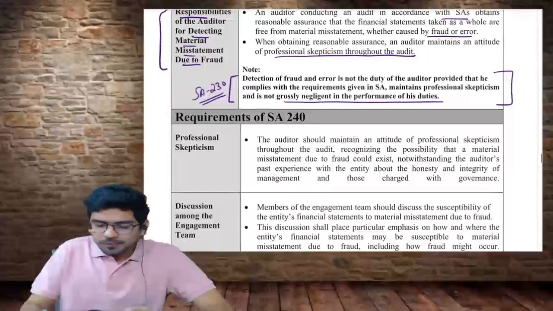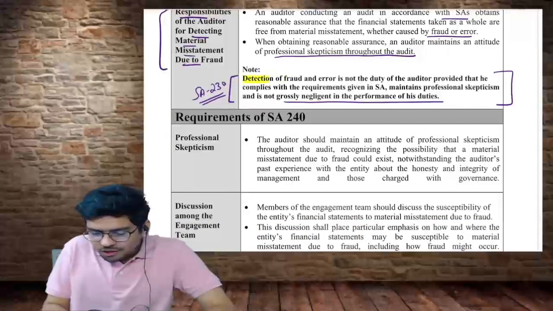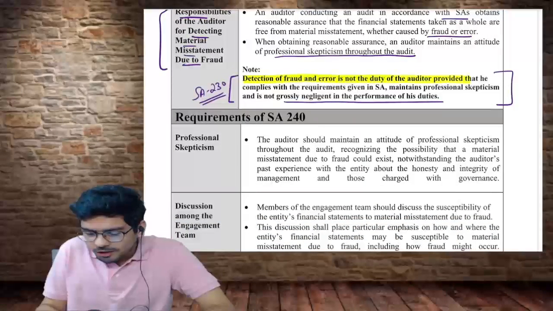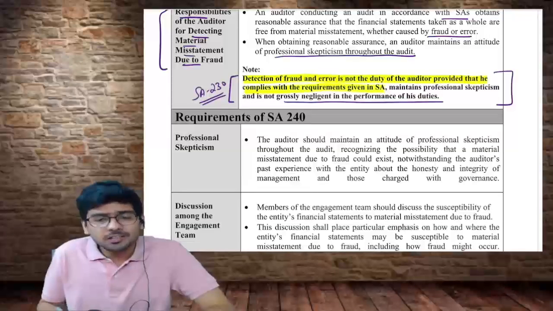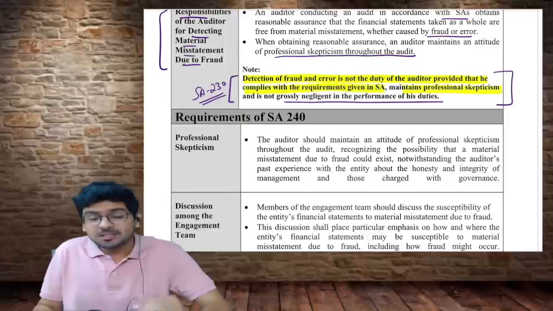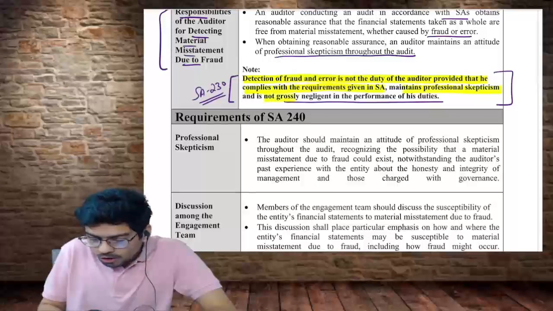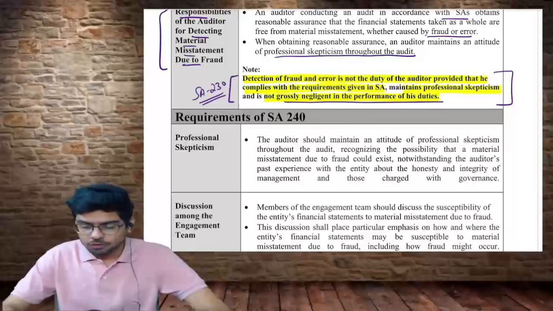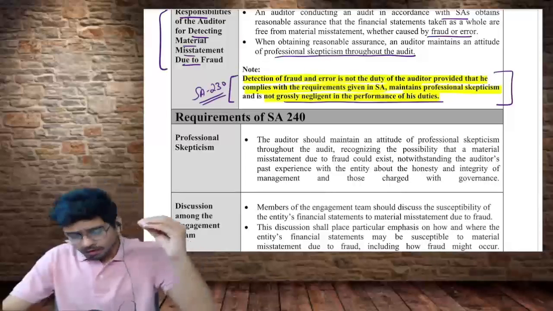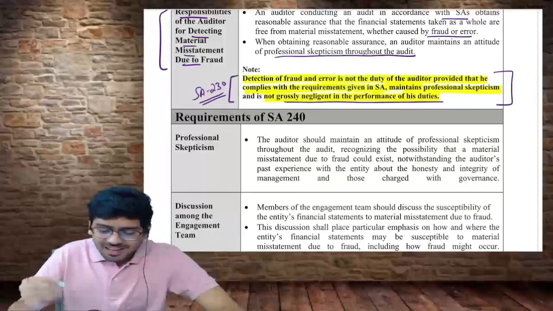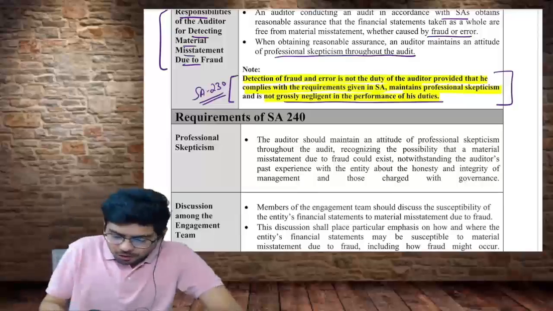So our responsibility, you just have to remember this line, that detection of fraud and error is not the duty of the auditor, provided that he proves that he complies with the requirements of the standards, he maintains professional skepticism throughout the audit, and is not grossly negligent in performing his duties. So if he is able to prove all this, he will not be held liable. Okay, all right. Now let us understand the requirements of SA 240.